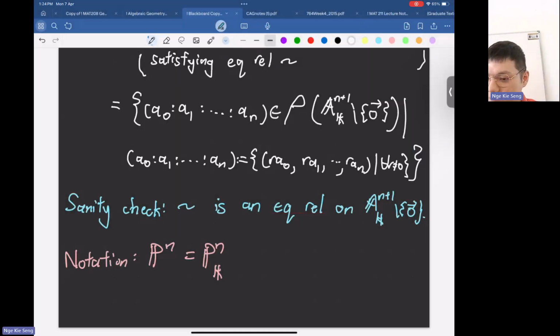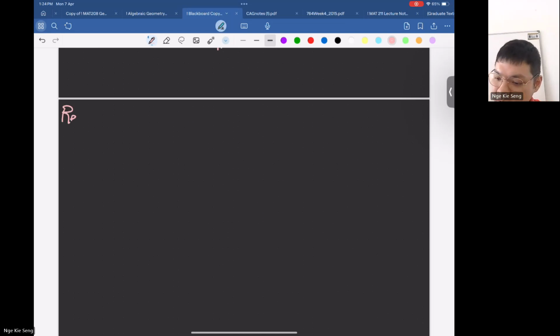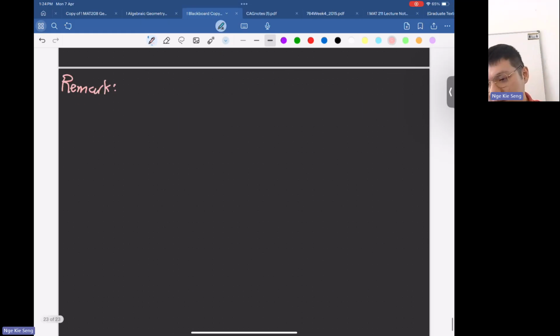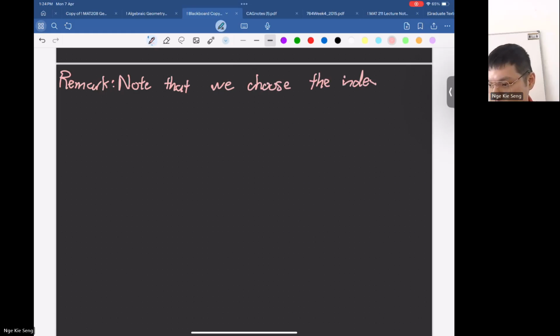Okay, let's continue. Let's do a remark here. Let's study this space a little bit more. We will actually spend more time on projective geometry. We choose the index for n plus 1, starting from 0.